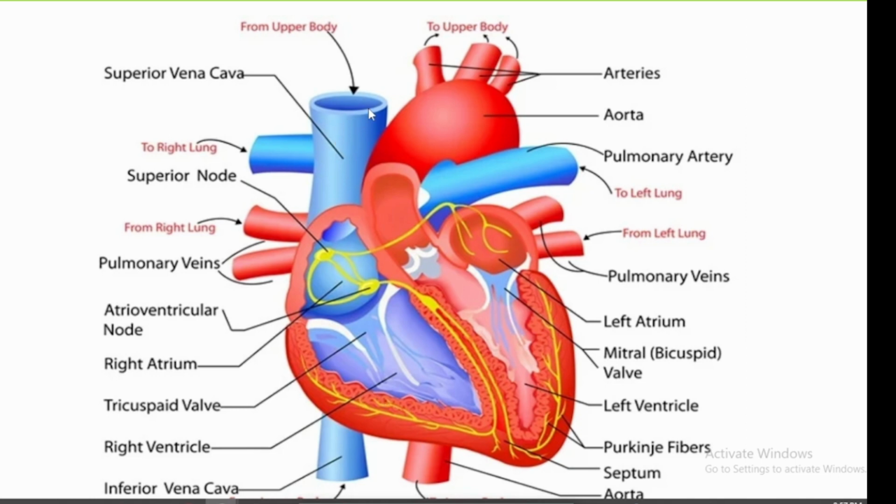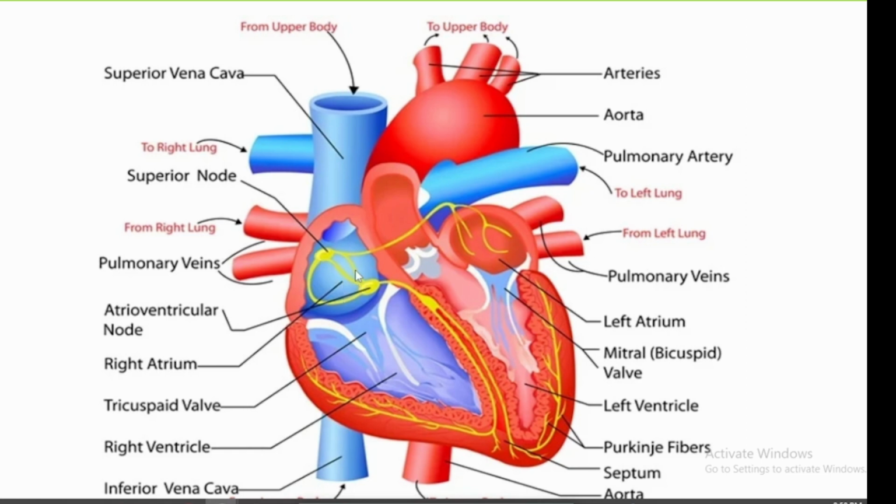We have the superior vena cava here, which collects deoxygenated blood from the upper body parts, and we have the inferior vena cava here, which collects deoxygenated blood from the lower part of the body. We also have the coronary sinus, which is also in the right atrium, collecting deoxygenated blood from the heart wall. So all this deoxygenated blood will now enter the right atrium right here.